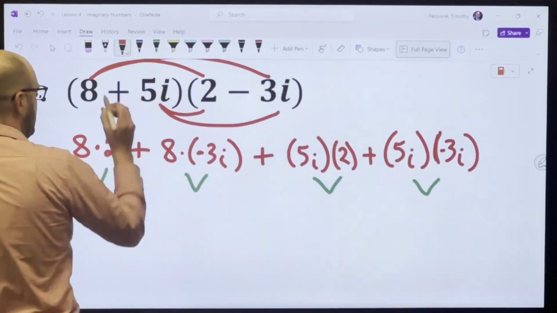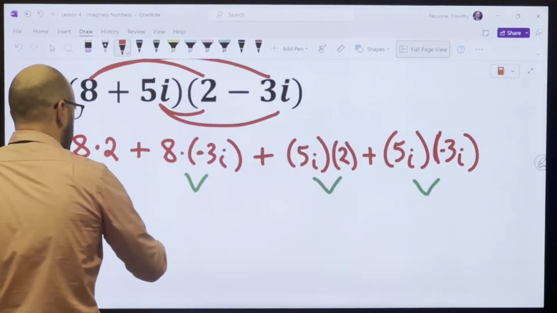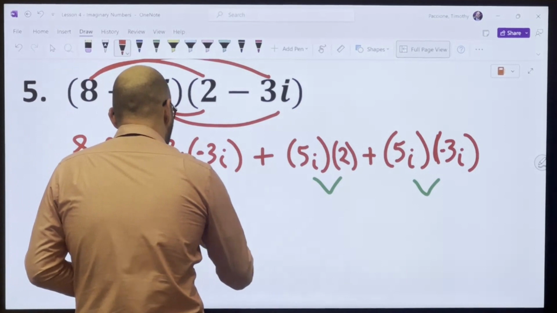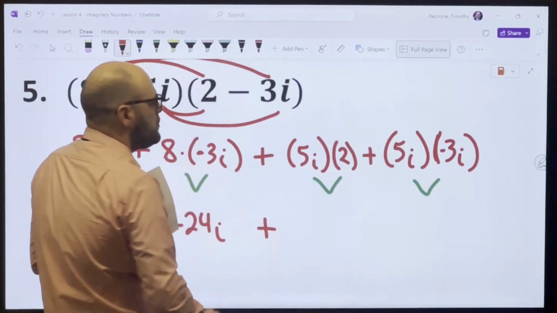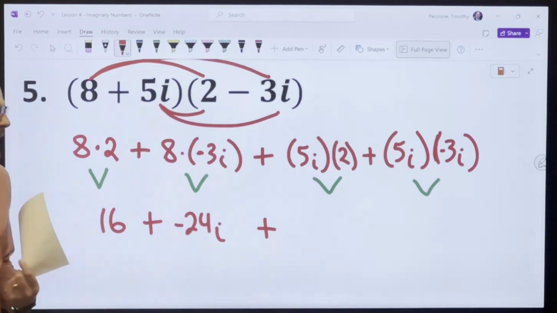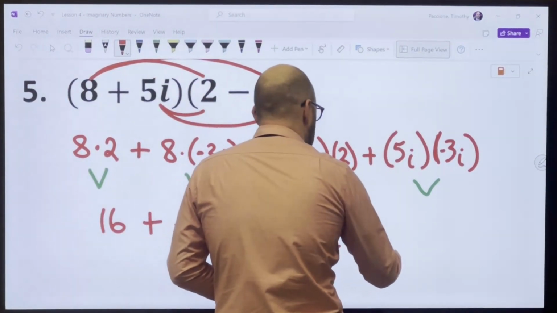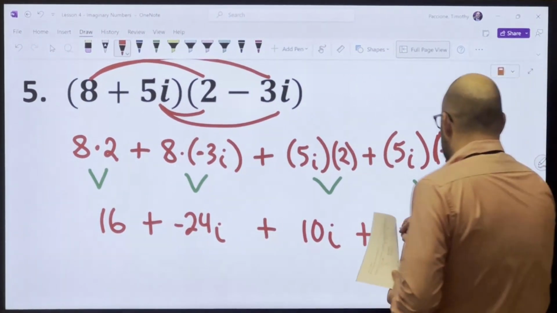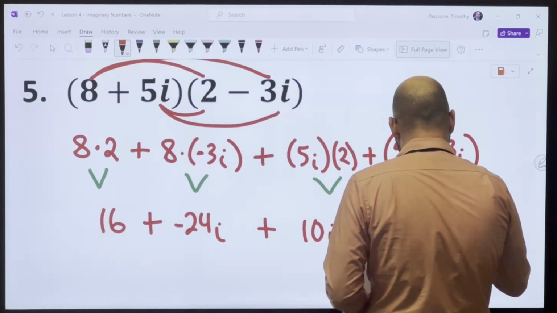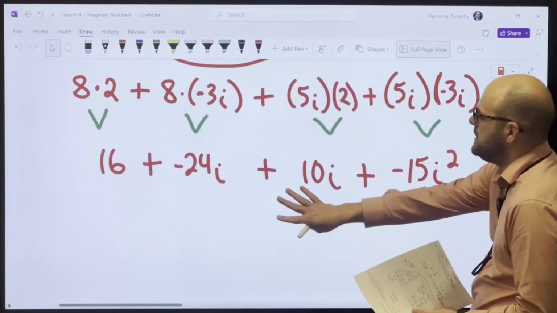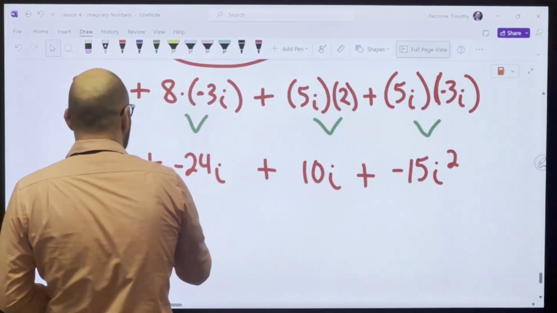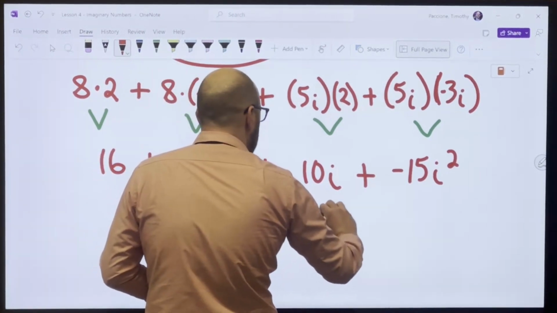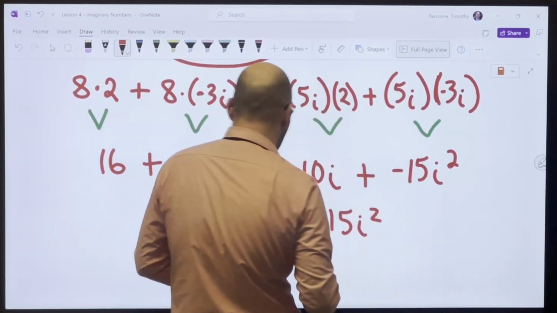Right? What is 8 times 2? 16. Plus, what is 8 times negative 3i? Negative 24i. Plus, what is 5i times 2? 10i. Plus, and what is 5i times negative 3i? Negative 15, and then i squared, okay? Now, I don't actually need these pluses when I have a minus, so I'm going to rewrite this a little bit. 16 minus 24i plus 10i minus 15i squared, okay?